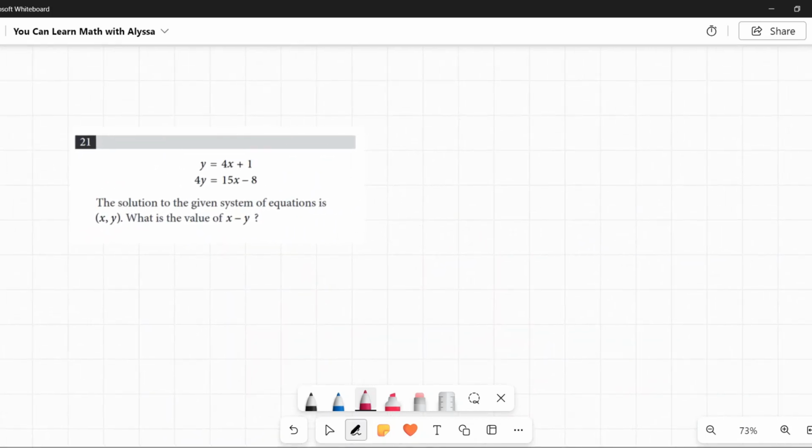Question 21: y equals 4x plus 1 and 4y equals 15x minus 8. The solution to the given system of equations is x and y. What is the value of x minus y?